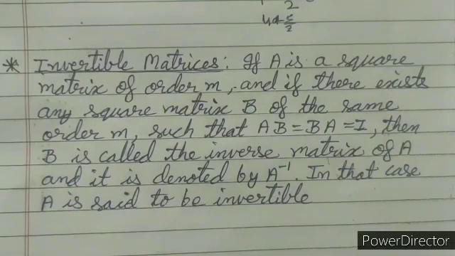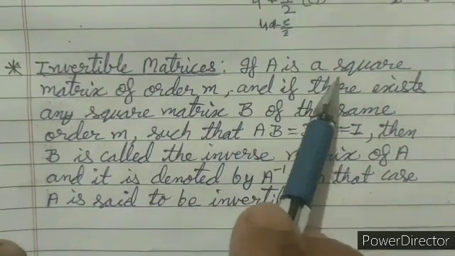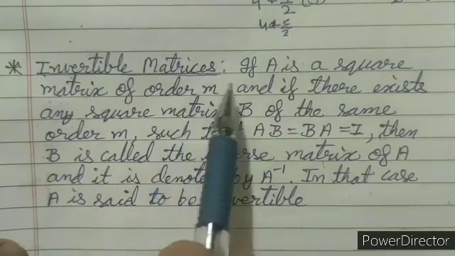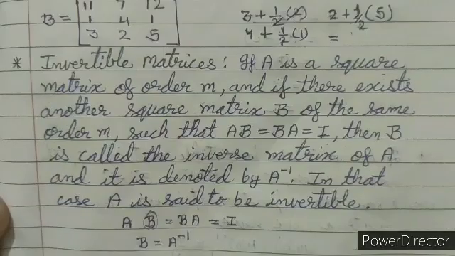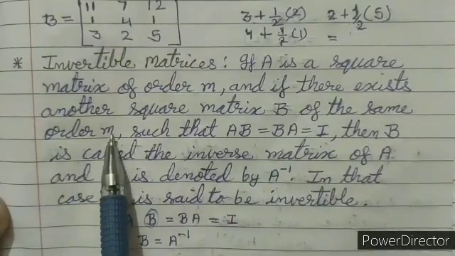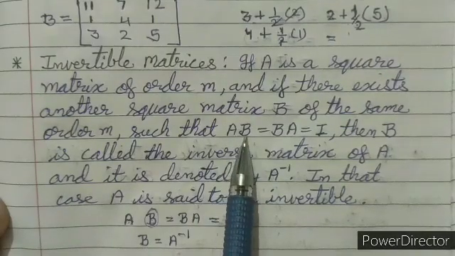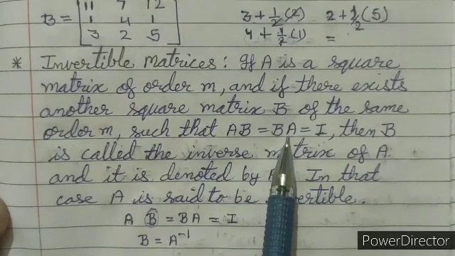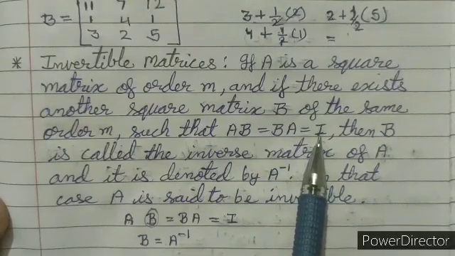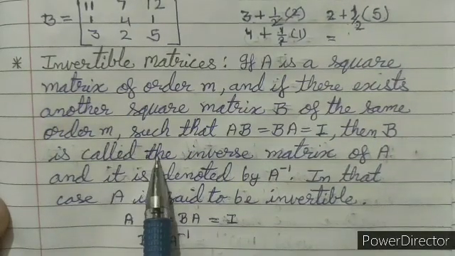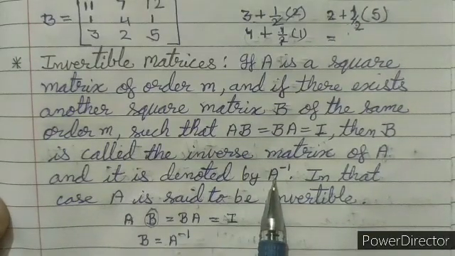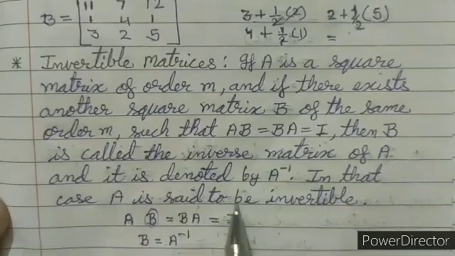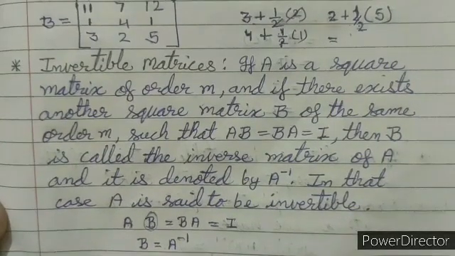Now come to invertible matrices. What are invertible matrices? If A is a square matrix of order m and if there exists a square matrix B of the same order m such that the product AB is equal to the product BA, which is equal to the identity matrix, then B is called the inverse matrix of A and it is denoted by A inverse. In that case, A is said to be invertible.